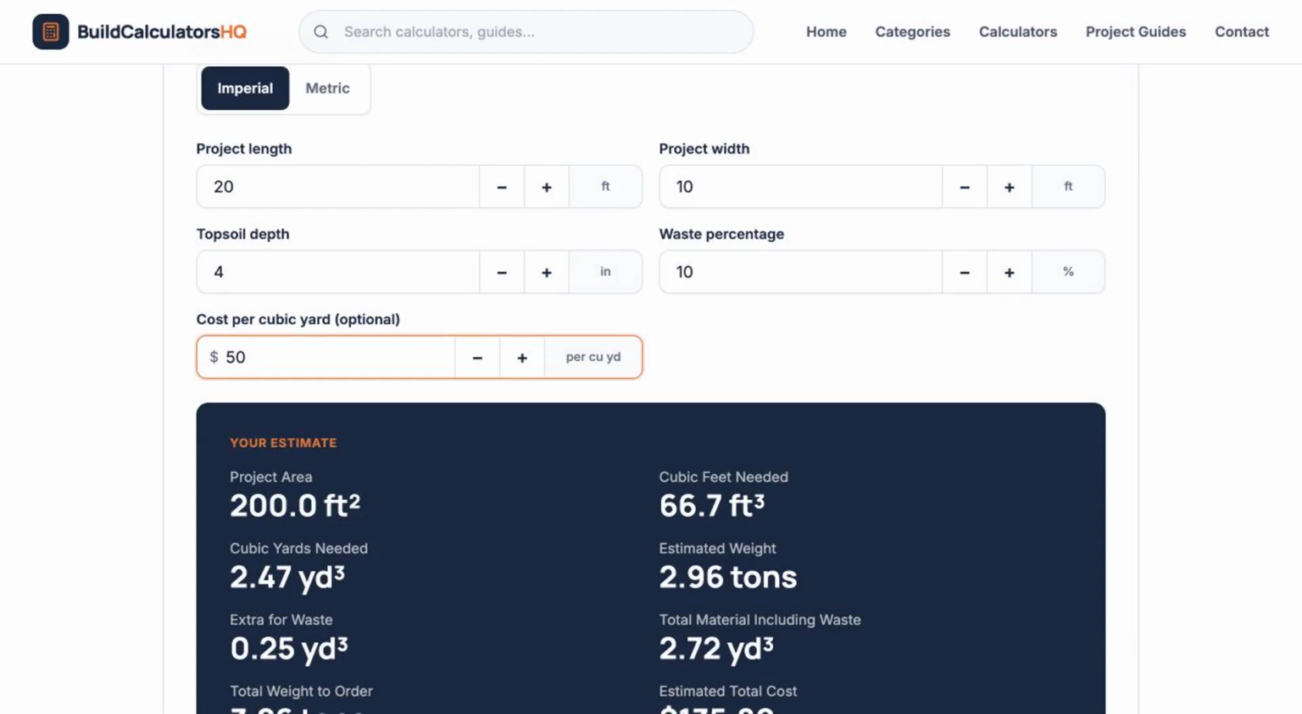Next, enter the desired topsoil depth. We'll use 4 inches, then add a waste allowance to account for settling, uneven ground, and minor measurement differences. 10% is a useful starting point for many projects.